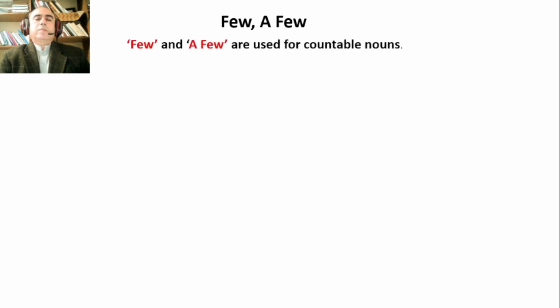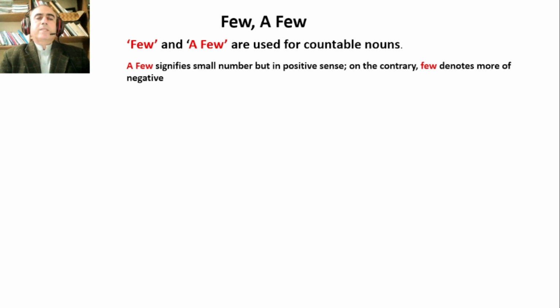These two expressions, few and a few, are used for countable nouns. They can be used before a countable noun to modify it, to describe it. A few signifies something small in number, but giving a positive sense. On the contrary, few denotes more of a negative sense; though the number is small, it gives the sense of negative.